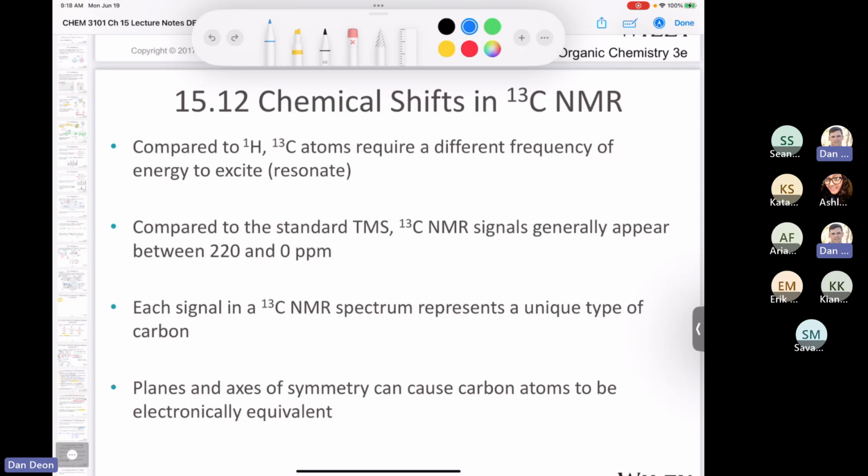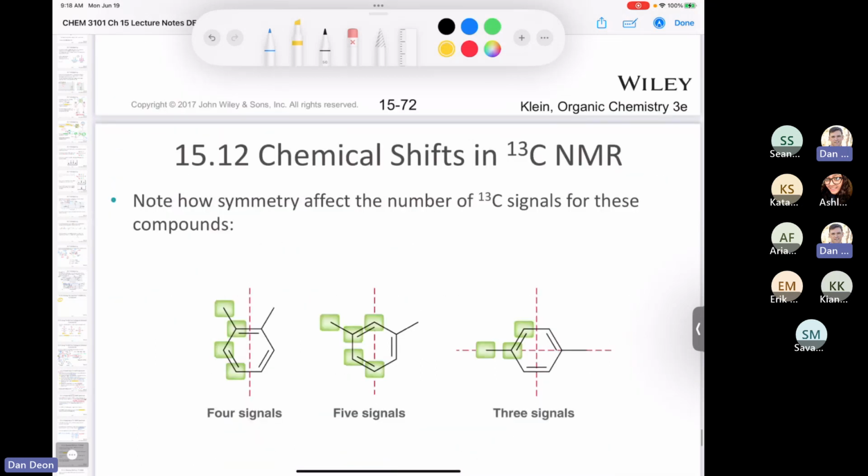So again, different resonating frequency for carbon-13 atoms as opposed to proton. And so that's why we have a huge range of 220 to 0 parts per million. And each unique carbon, just like each unique proton, will give you a unique signal or a different signal. And again, we have to take into account planes of symmetry and axes of symmetry, which cause carbons to be chemically or electronically equivalent. It means the same thing.